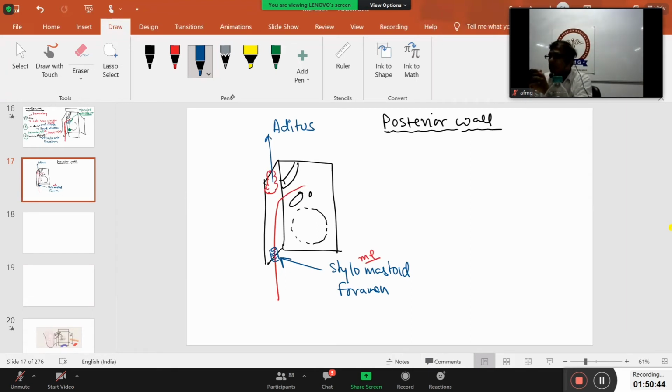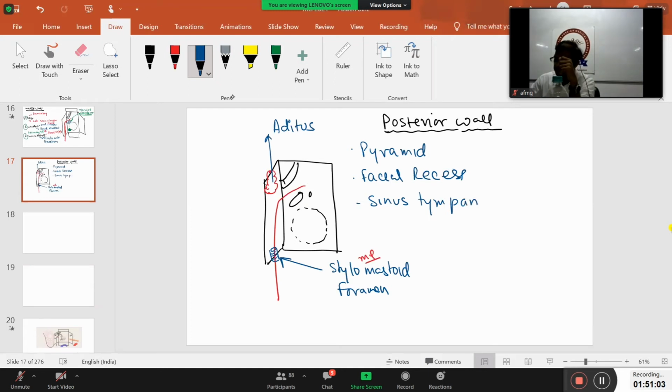And now come the three most important names from the posterior wall. One is the pyramid. The other is the facial recess. And the third is the sinus tympani. These three are the most important names from the posterior wall of the middle ear that you need to remember: pyramid, facial recess, and sinus tympani.